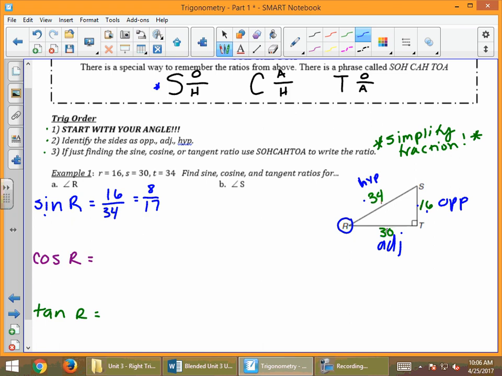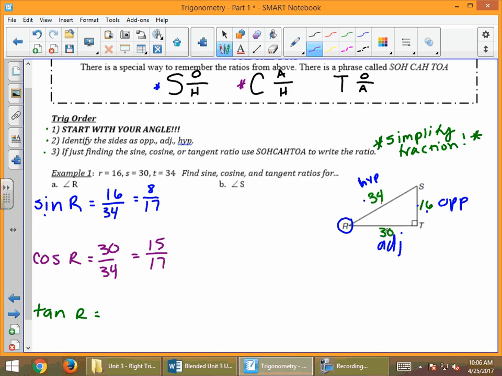Now we're going to make the ratio for cosine. Go to C in SOHCAHTOA, that's telling us adjacent over hypotenuse. Well, we said 30 was our adjacent, and 34 is still our hypotenuse. And then again, simplify your fractions. 30 over 34 simplifies down to 15 over 17.